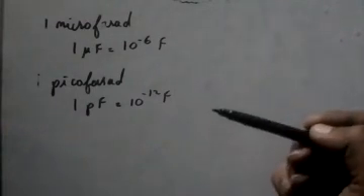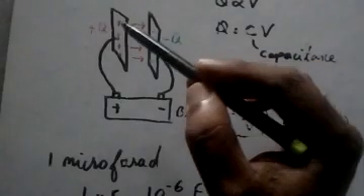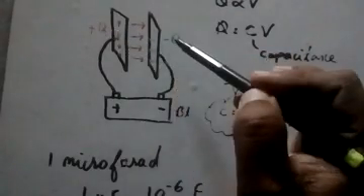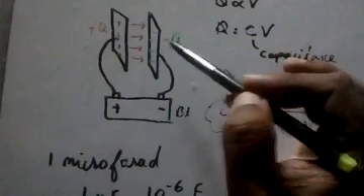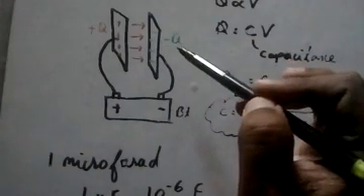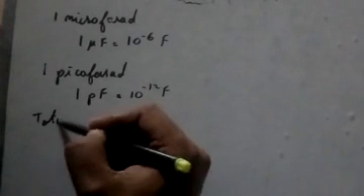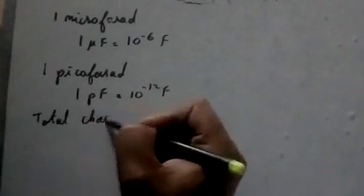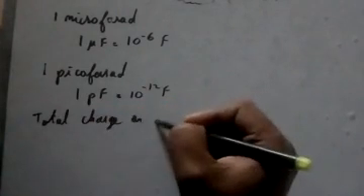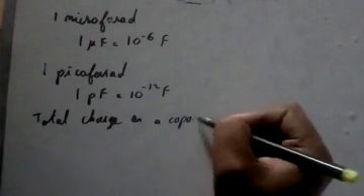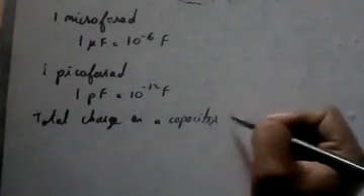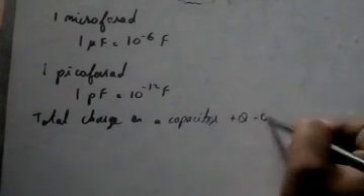Now let's go back to the picture and see what the total charge on the capacitor will be. You see the left side will have minus Q, and the right side plus Q. So total charge is plus Q minus Q, which is 0. Let me write that down. So the total charge on a capacitor is plus Q minus Q, which is equal to 0.